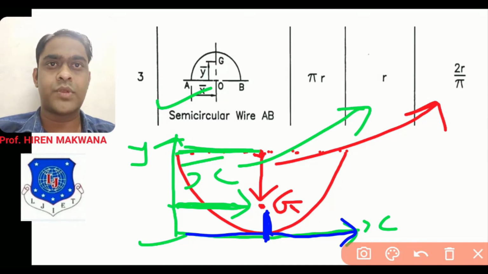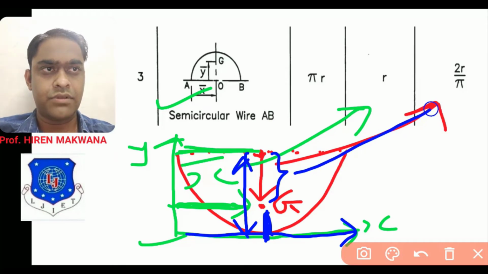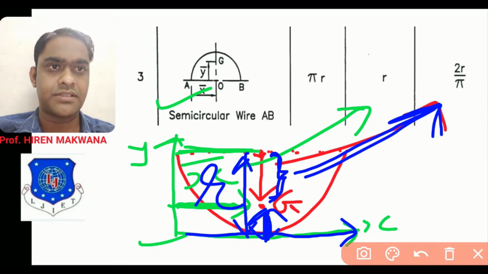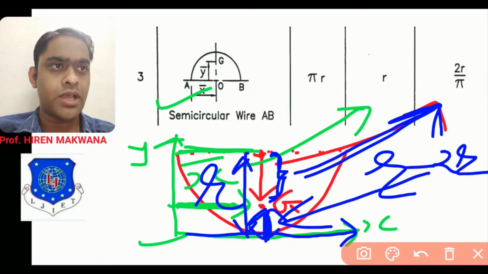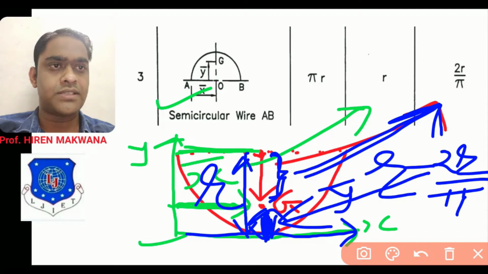Think about this. What is this blue color distance? This total distance is equal to the radius of the circle, and this red color distance is equal to 2r by pi as per the formula. So what is this lower distance? This distance is equal to this radius minus this 2r by pi distance. So this lower distance will be r minus 2r by pi. So this is the formula for the y bar. Okay, so now this is the y bar, r minus 2r by pi.